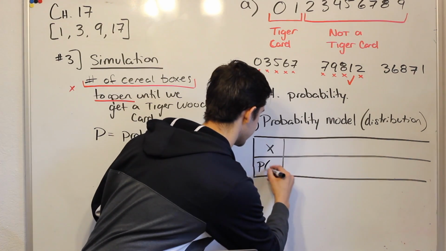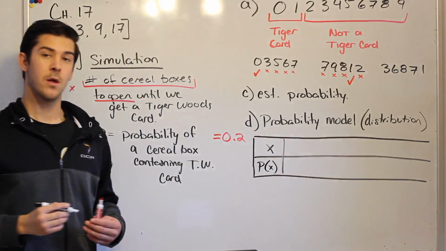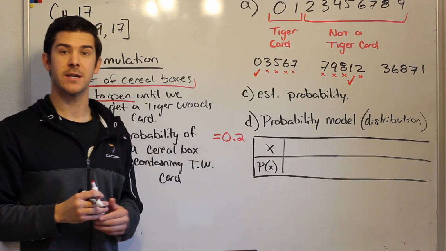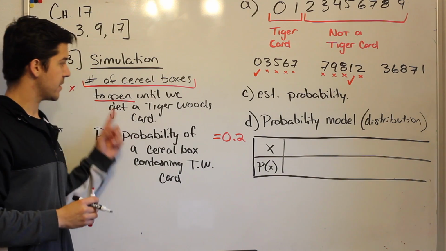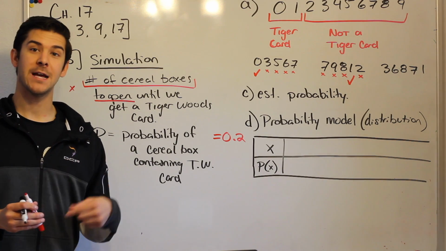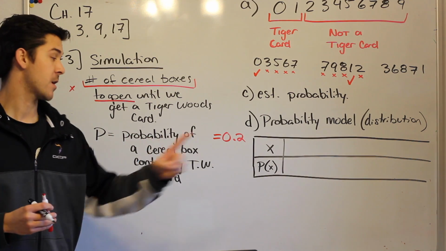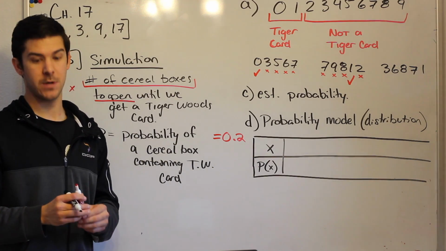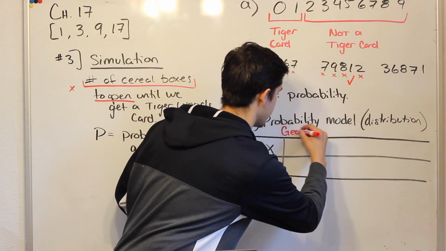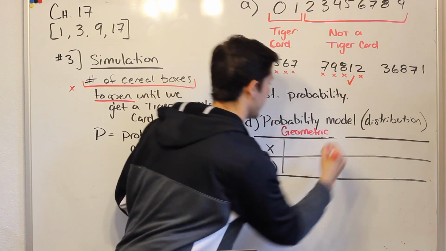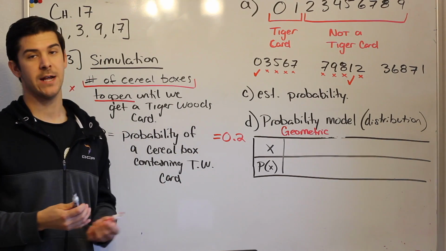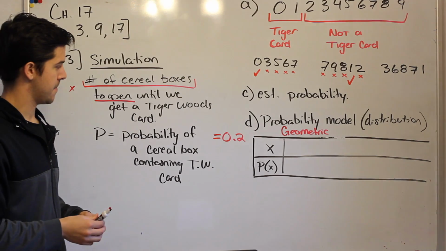The probability of X will be the odds of us pulling a Tiger Woods card after that many cereal boxes. So if we take a look at this problem, we just care if we get a Tiger Woods card. We want to know what is the likeliness of us getting our first Tiger Woods card on X number of boxes that we open. So this probability model is actually a model of the geometric probability in order for us to determine how to find our answers. We'll go through that in a second.